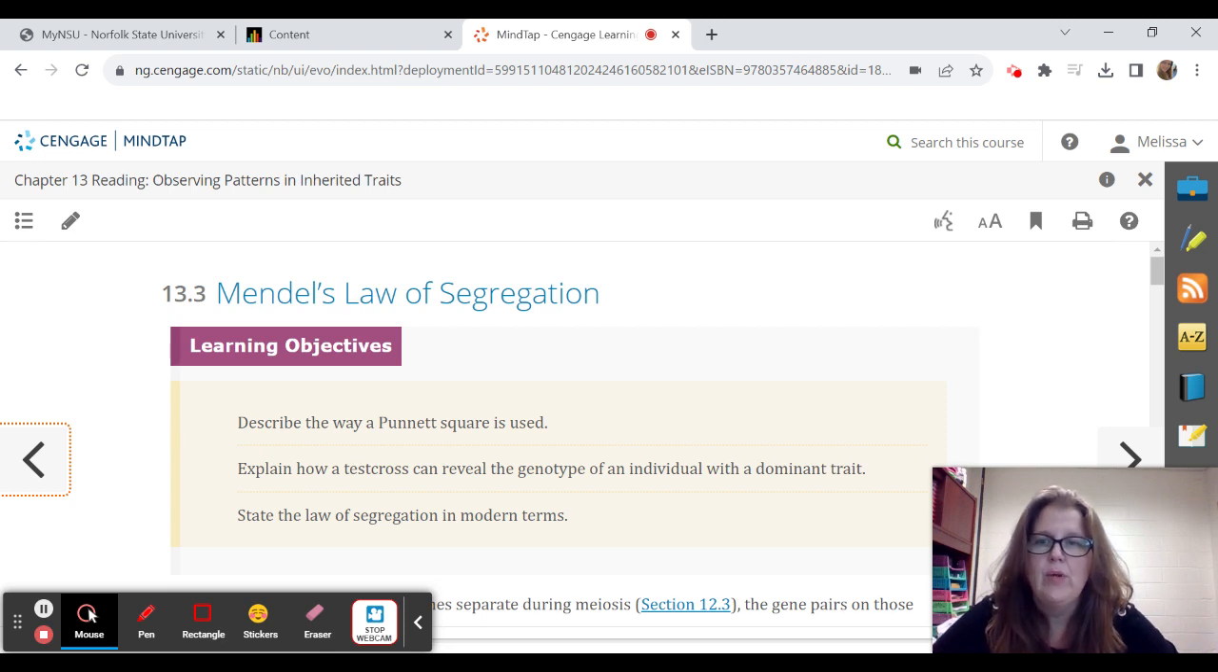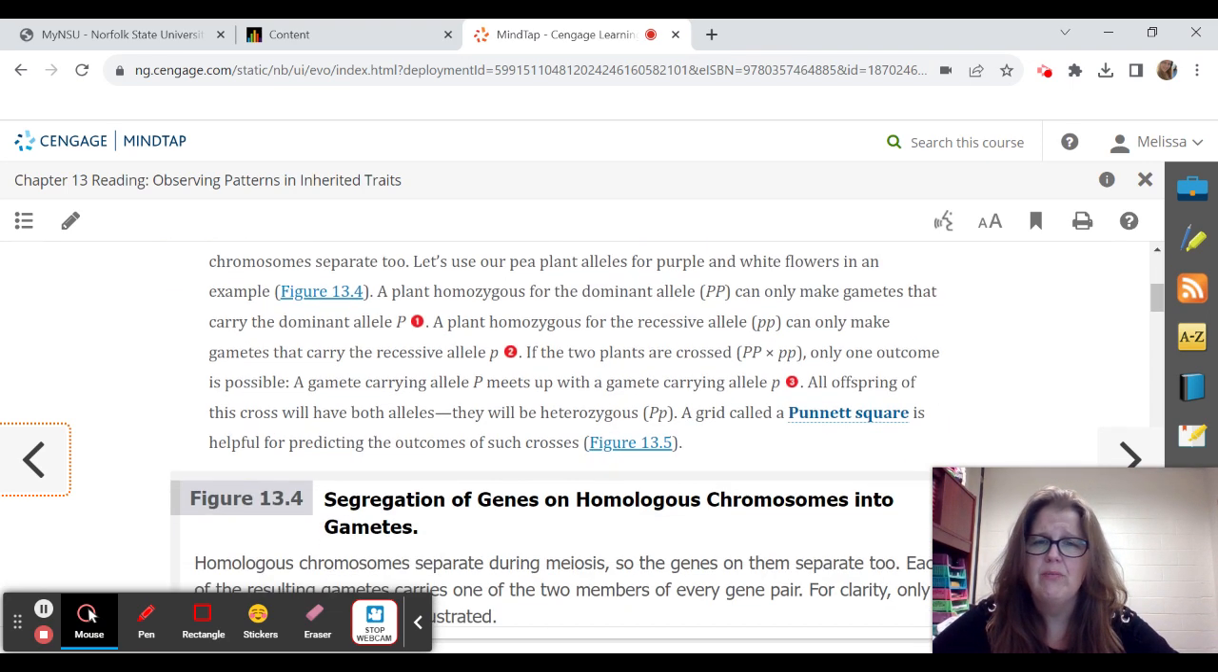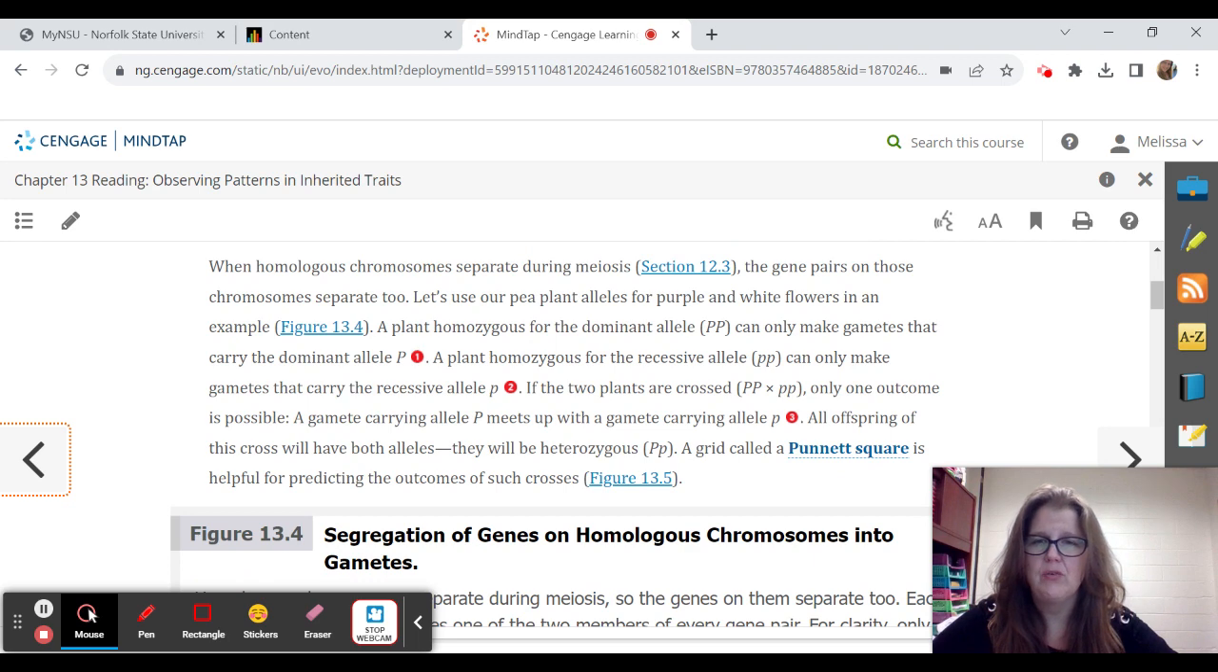All right, I am going to discuss Chapter 13, Section 3, Mendel's Law of Segregation. In your textbook, this actually starts going into Punnett squares, and I've discussed that in previous videos. I'll hit on it briefly just as a quick review for those of you that might need it, but I think generally most people find Punnett squares rather easy.